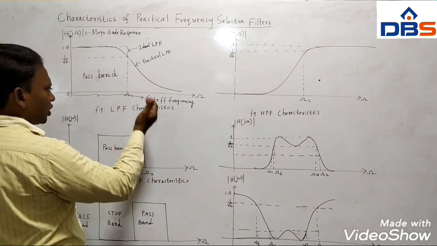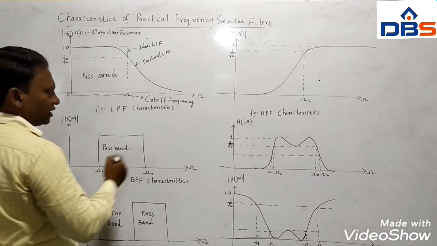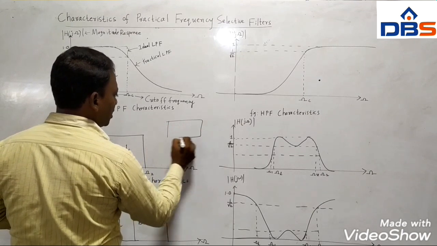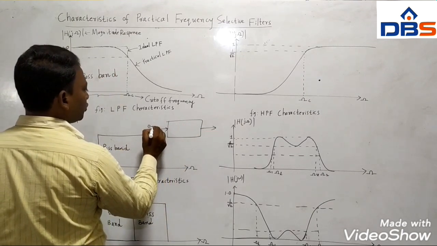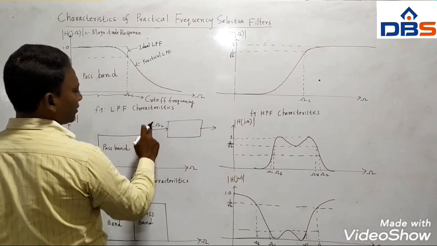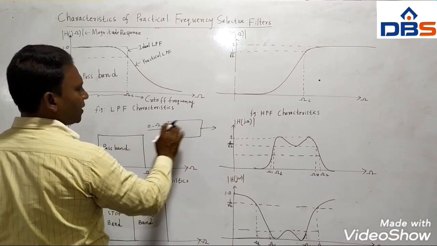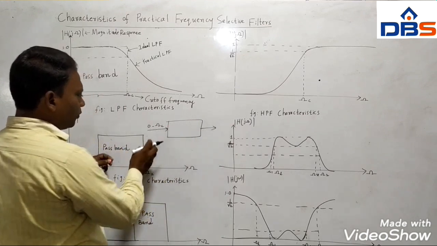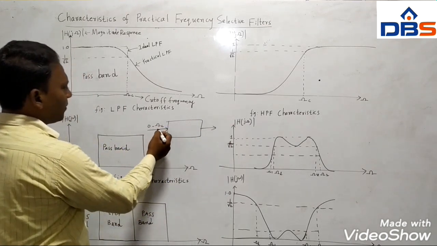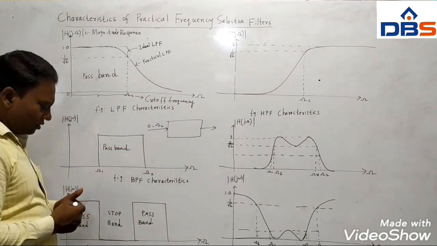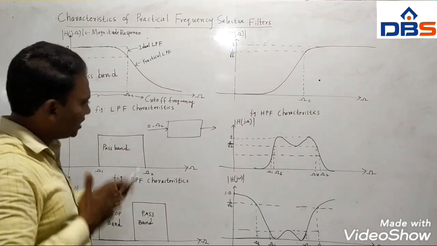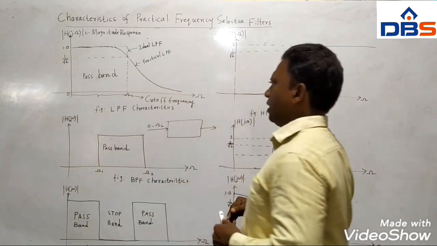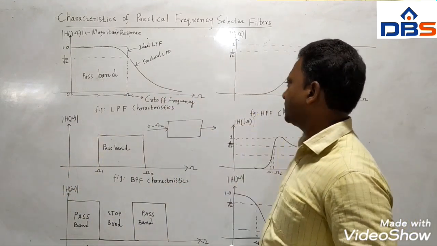The frequencies which are present at the input of the filter, only from 0 to omega c pass. Low pass filter means 0 to omega c passes to the output. Whenever the input frequency is greater than omega c, it will stop it and will not allow it to pass to the output. So this is the ideal and practical low pass filter characteristics.